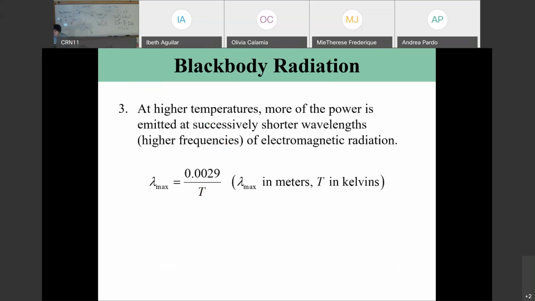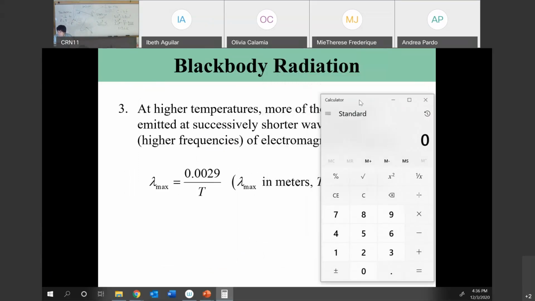So actually, let's do the exercise. What will be the wavelength then for the peak of the sun? Let's put a calculator here. So the temperature of the sun, the surface, is 6,000 kelvins. So if I do 0.0029 divided by 6,000, I get that. That's approximately 483 nanometers. Because if I multiply by 10 to the 9, I get 483 nanometers.